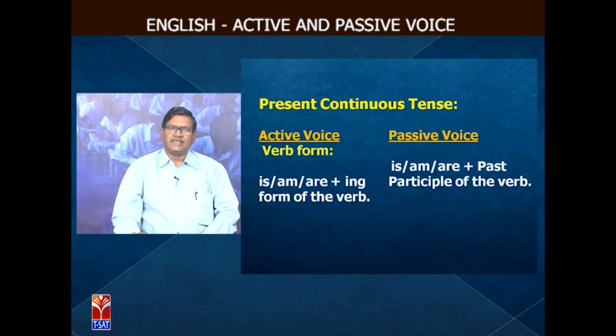Now let us move on to the present continuous tense. In this present continuous tense, it is am, is, are with ing. I am writing a letter. A letter is being written by me.